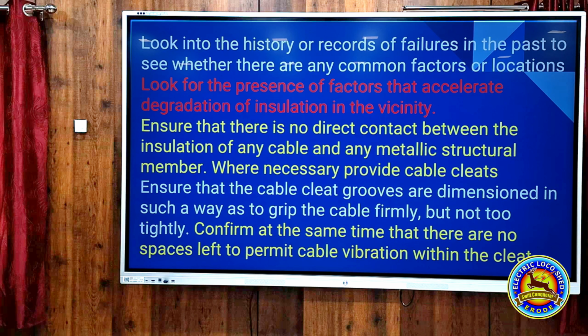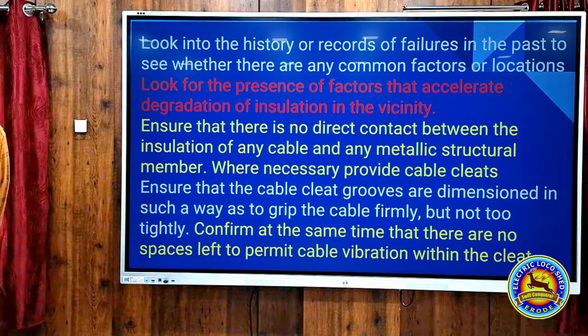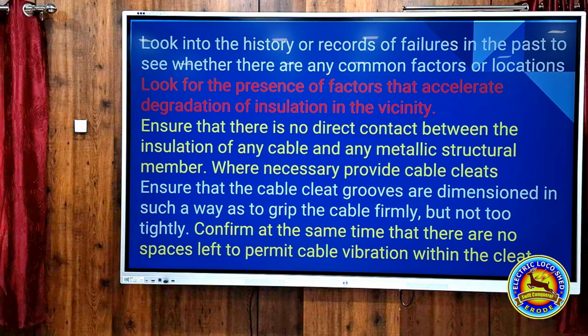That means there may be a design defect or some cable bunching defect may be there. Cable may not be the reason. Maybe the design may be the reason. Like that, we have to analyze. Look for the presence of factors that accelerate degradation of insulation in the vicinity. Any reason, that is moisture entry, water entry, heavy dust, all these factors will affect the cable insulation. So that also may cause a cable failure.